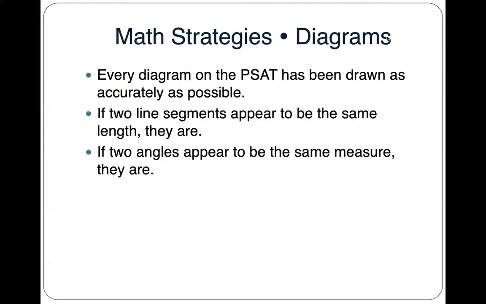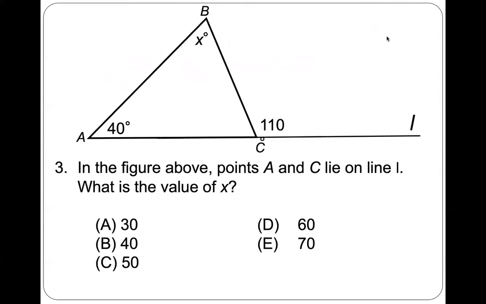All right, diagrams. Every diagram on the PSAT has been drawn as accurately as possible. If 2 line segments appear to be the same length, they are. If 2 angles appear to be the same measure, they are. And as it says here in the figure above, points A and C lie on line L. What is the value of X?